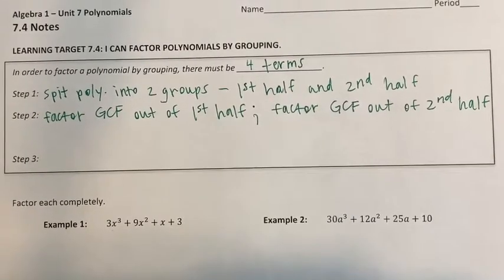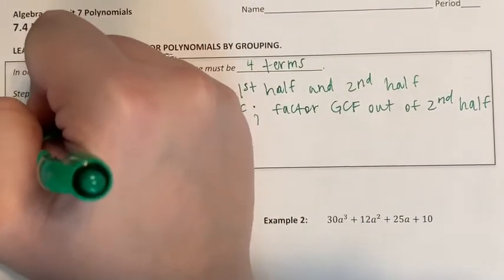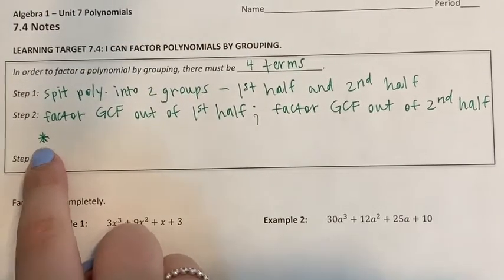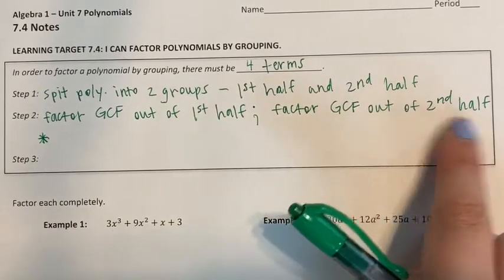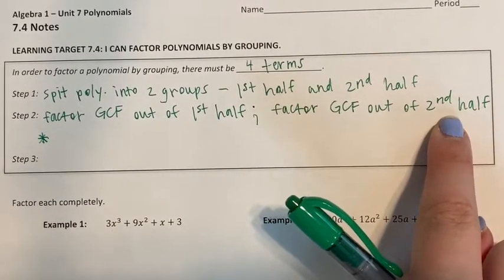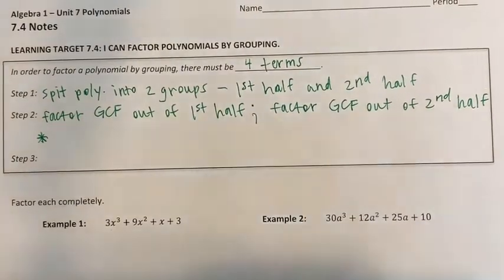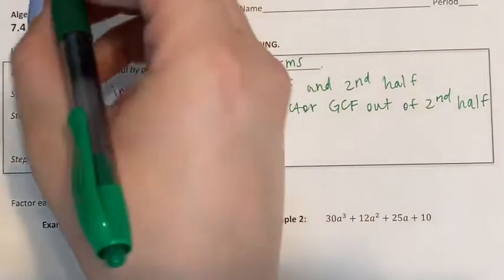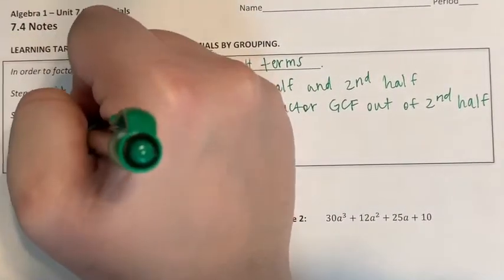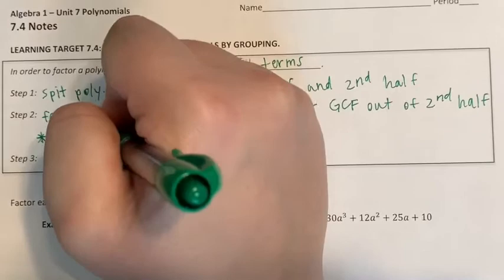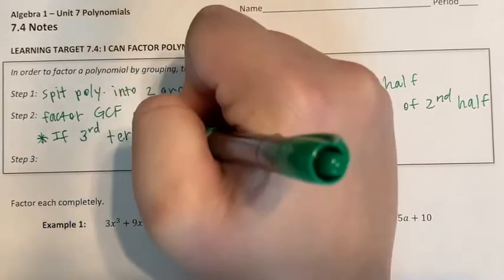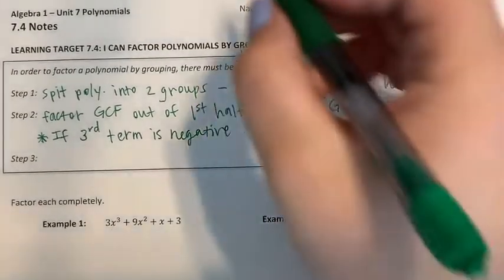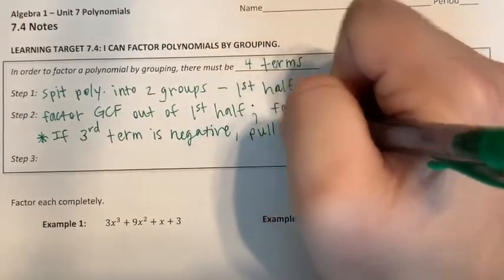I left a little bit of space here beneath step 2. So this is still a part of step 2, but I need to make a very important note. And this has to do with pulling out your greatest common factor for your second half. So the key term that you have to look at when you're trying to pull out the GCF for your second half is the third term. So we're going to make a note that if the third term is negative, we have to factor that out. If third term is negative, we're going to say pull out the negative.